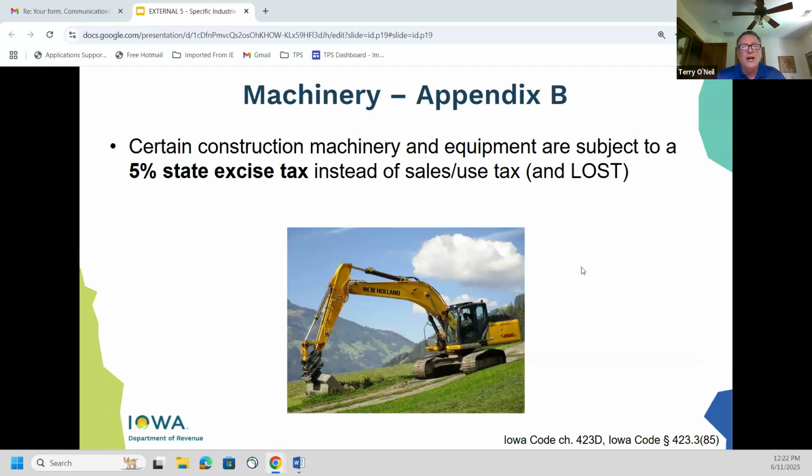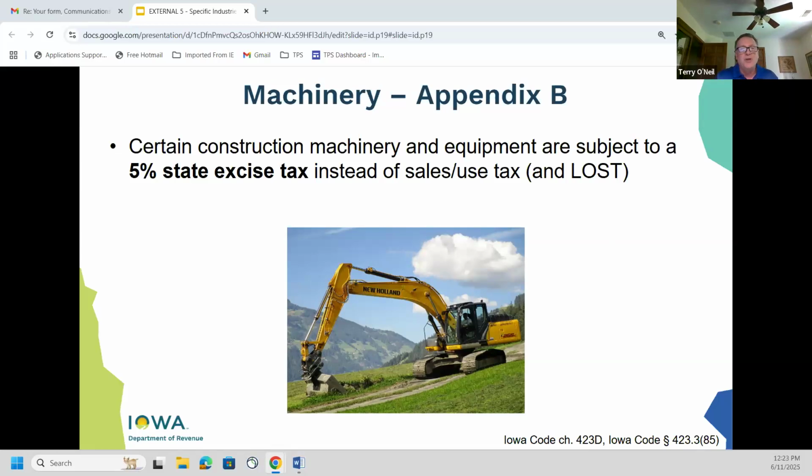Something to add to that too, you did notice on the last slide potentially, I also mentioned there is sales tax, use tax, excise tax as well. Excise tax on machinery, I don't know if you're familiar with this or not, maybe some of you are, but certain construction machinery and equipment are subject to a 5% state excise tax instead of the sales and use tax and the applicable local option sales tax. That's what the LOST acronym stands for, local option sales tax.